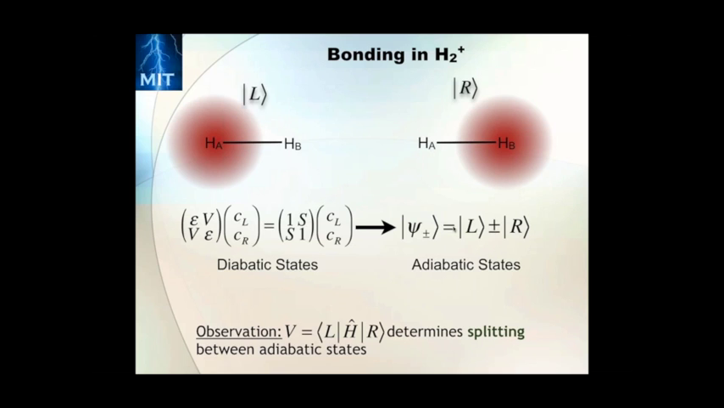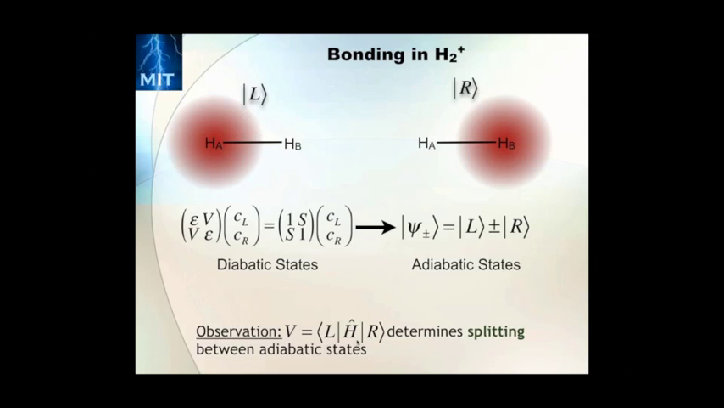in this case are going to be proportional to left plus right and left minus right, which are respectively the bonding and anti-bonding orbitals here. And again, the observation here is that the coupling is important. In this case, the coupling between the left and the right states determines the splitting between these two adiabatic states. So if you have a strong coupling, it's going to mean you have a very strong bond and a strong anti-bond. If there's a weak coupling, the bond will be weak.